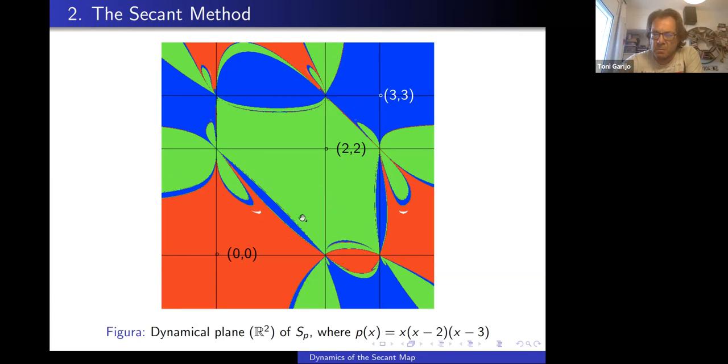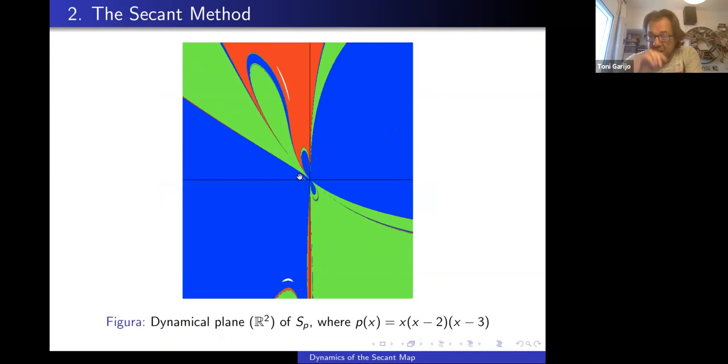But this is more or less the dynamical plane of the secant map applied in this case to a polynomial of degree 3. Also, here we see these white points that are points that do not converge to any of the roots. We also work and try to understand what happens at those white points.